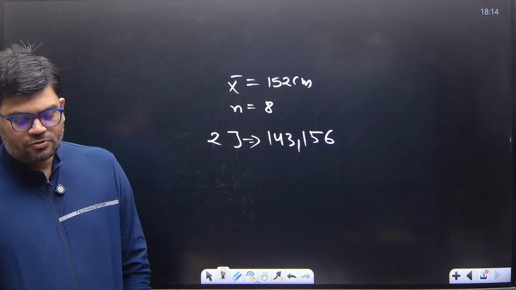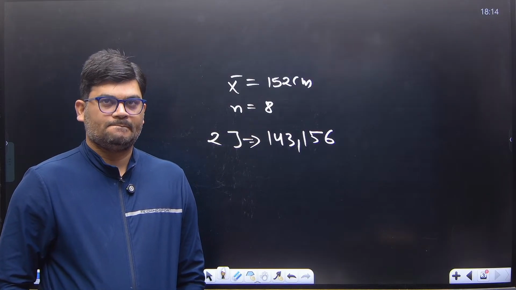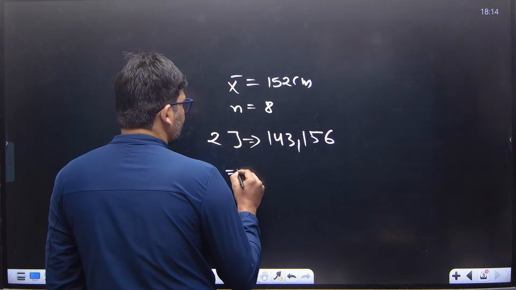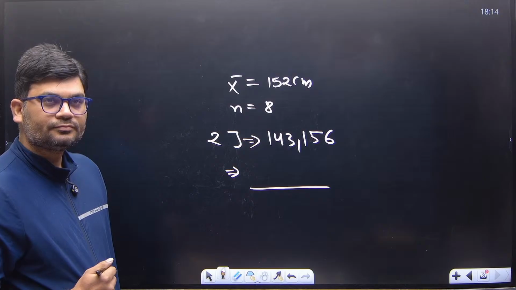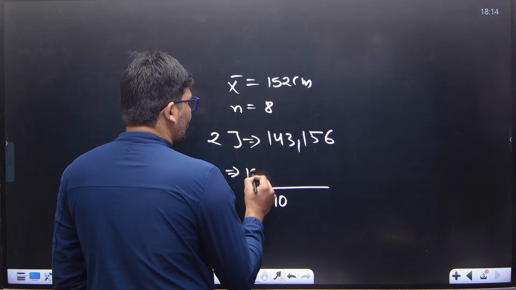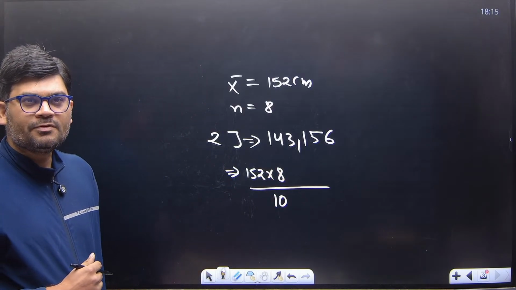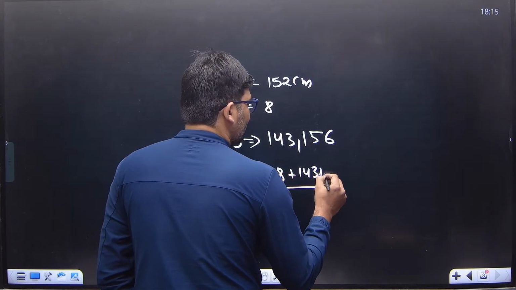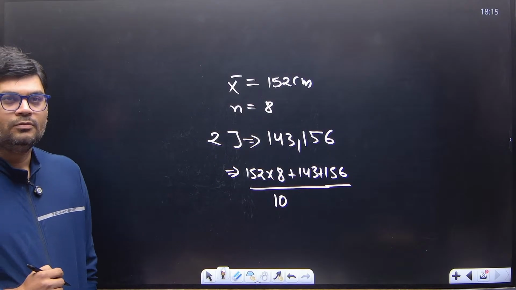Do you know how to do this question? Not sure, sir. I've done it before, but fine, no issue. So what you can do is, total number of observations is how much? 10. Okay, with 152 times 8, are you getting it? Sum of all observations will be 152 times 8 plus 143 plus 156. Can you do it now? Yes. Do it.